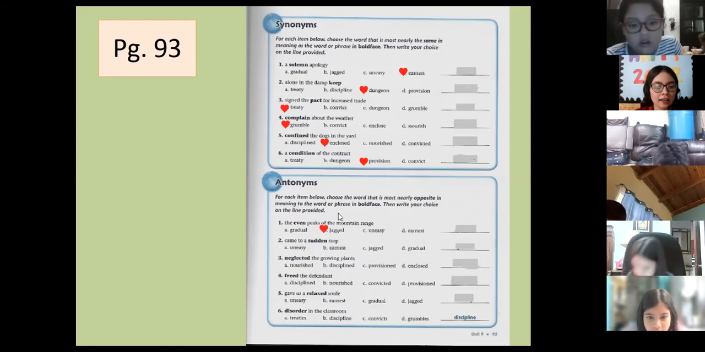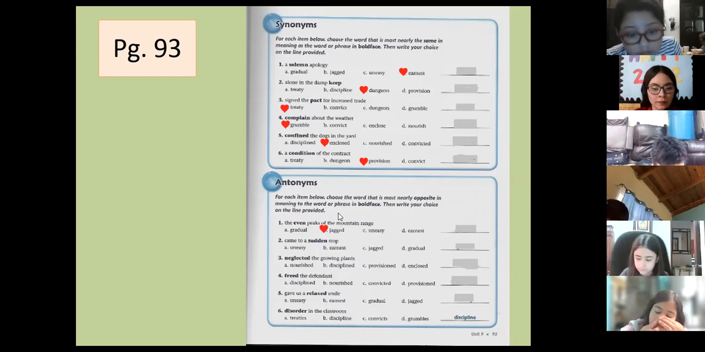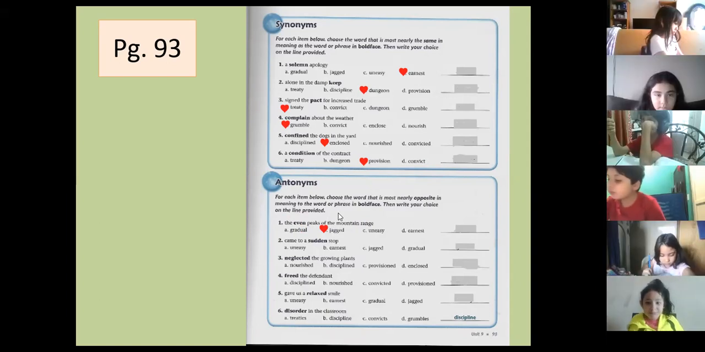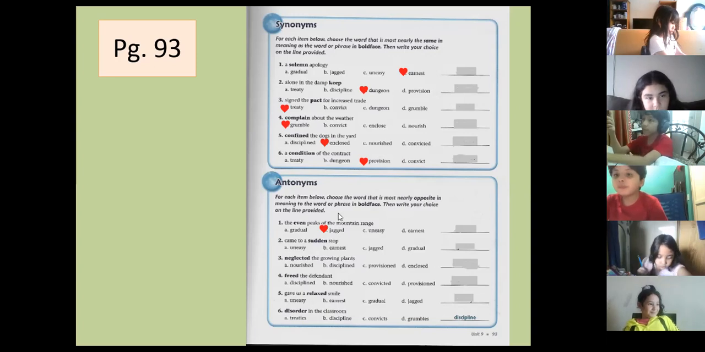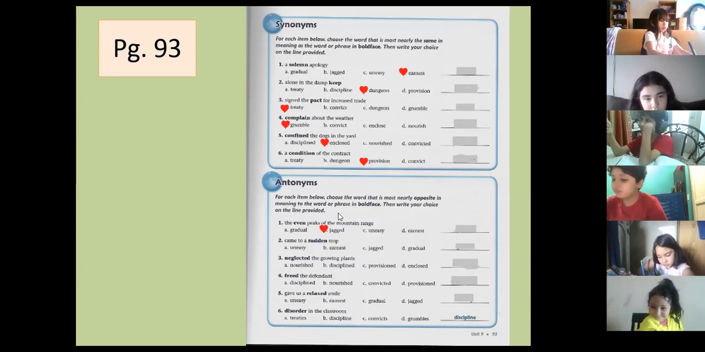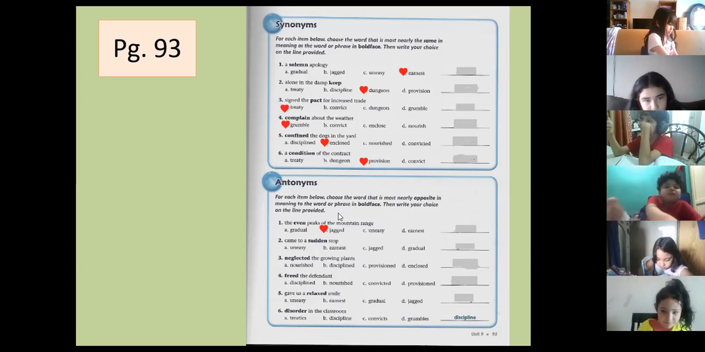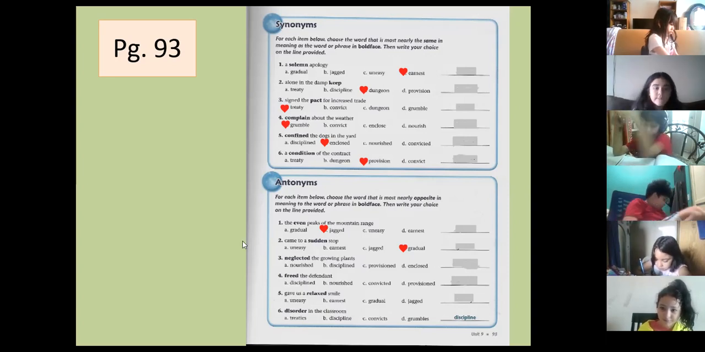Jack. It has an irregular shape. Remember the example of the glass that was broken? It has a Jack shape. Number 2, came to a sudden stop. What is the antonym, the contrary, for sudden? Uneasy. No, sudden means that you're going to do it all at once. Gradual, that's right. The contrary is not going to be sudden, it's going to be step by step, gradual.